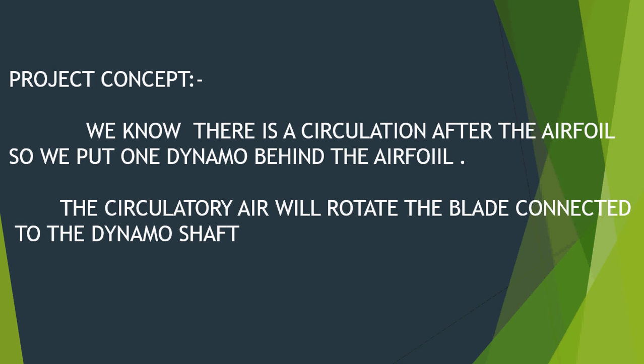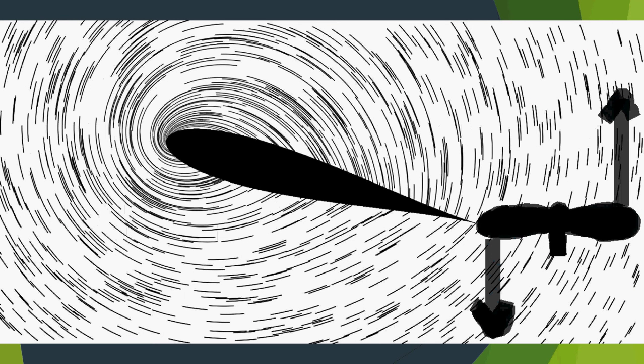Now what is the concept of our project? We know there is a circulation after the airfoil, so we put one dynamo behind the airfoil, so it will create more power than if it is placed anywhere else. The circulatory air will rotate the blade connected to the dynamo shaft, and power will be generated. See, that is what I'm saying. You can see here a dynamo, a rotor, put behind the airfoil, and due to circulation it is moving.